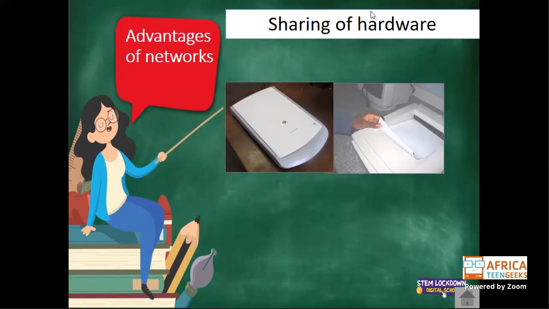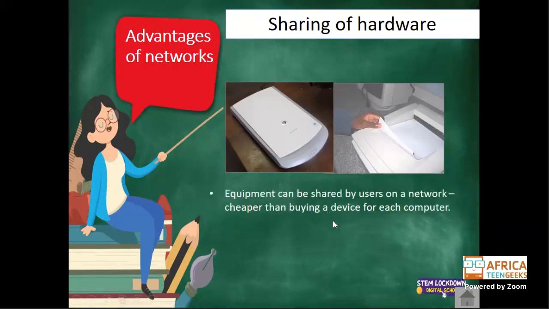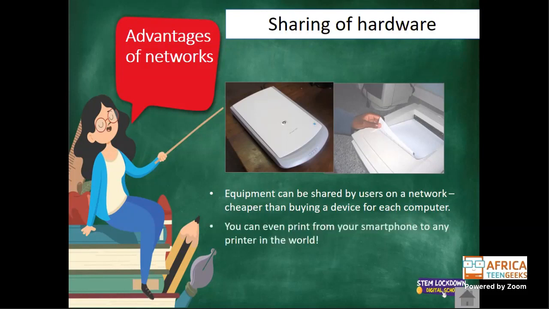So we can save, and equipment can be shared by users on the network, which is cheaper than buying a device for each computer. Like I said, it's too costly, so it's better that we share. Sharing is very important, guys. This is what we are currently doing now. You can even print from your smartphone to any printer in the world, as long as it's connected to the network and you've got the IP address of that printer.